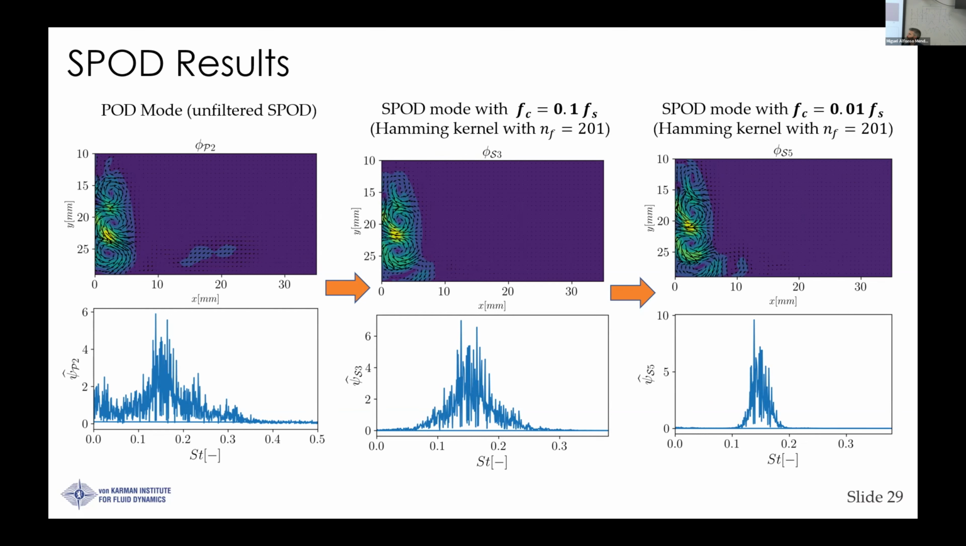Okay. Now you should say, well, but how do I know how much I should filter? There is no golden rule. It's again application dependent. And what is also difficult here is that there is no simple link between the filter that you're going to use and the modes that will come out, in terms of frequency bounds.